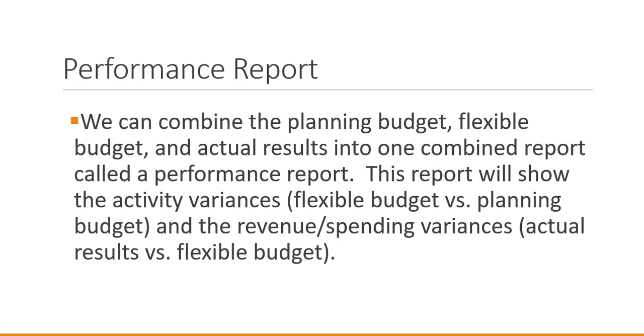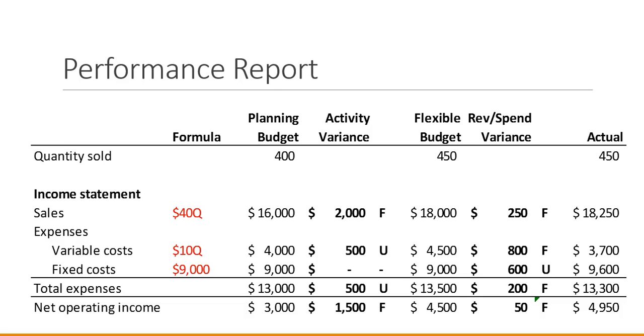By creating that analysis, we can look at what drives the difference between the budget and the actual results as a component simply driven by change in unit sales. That's the activity variance. And another component that is driven by change in pricing, and that is revenue and spending variance. When we combine all of this information into one report, it's called the performance report. And here on this slide we have our performance report. No new numbers, simply combining our analysis into one slide.